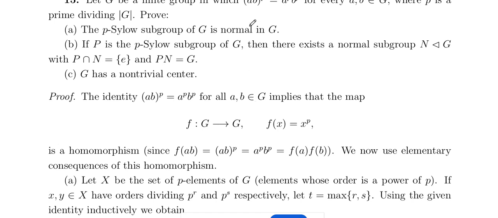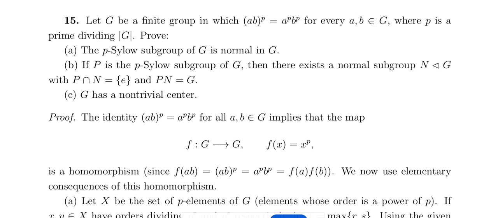G is a finite group in which (ab) whole power p equals a power p into b power p, for every a, b belonging to G, where p is a prime dividing the order of G. Then the p Sylow subgroup of G is normal in G.